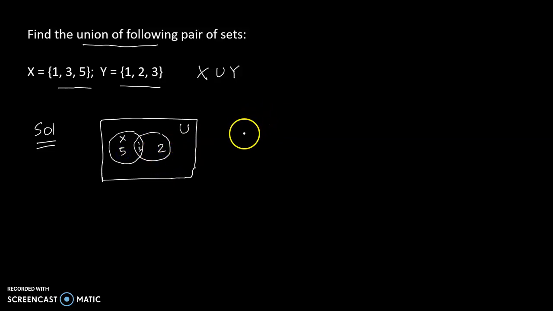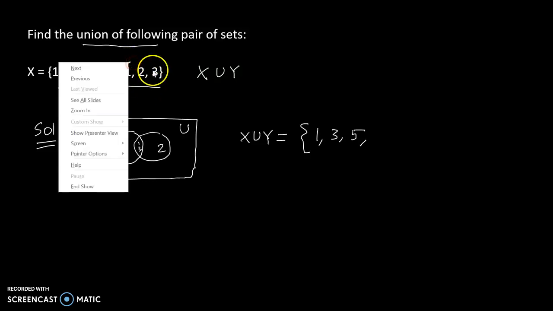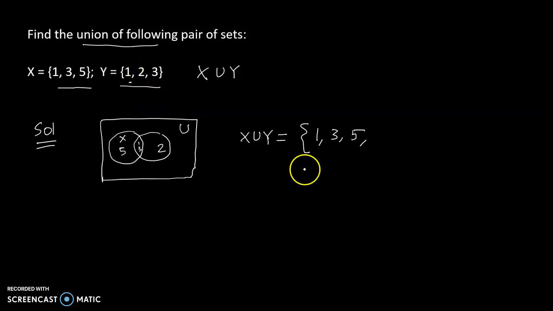So fundamentally, X union Y in this case, and I'm going to tell you a little technique how to do it. Start writing with the elements of first set X. So what I have in X: 1, 3 and 5. So I've completed the elements of first set. Now I'll start seeing the elements of second set. The first element is 1. Now if you see, 1 is already available here. There's no need to write it.